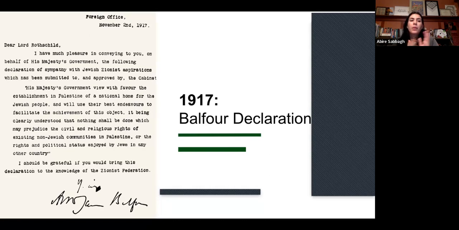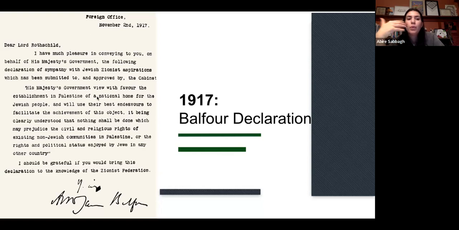It is addressed to Lord Rothschild, who was one of the Zionist leaders at the time. It says, "I have much pleasure in conveying to you on behalf of His Majesty's government the following declaration of sympathy with Jewish Zionist aspirations." And so the aspirations being wanting to go in and take Palestine, or live in Palestine. It says His Majesty's government, so they're talking about the British government, view with favor the establishment in Palestine of a national home for Jewish people, and will use their best endeavors to facilitate the achievement of this object.